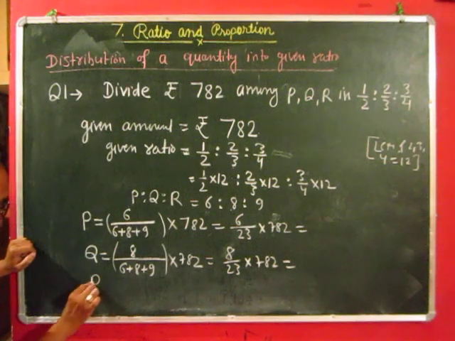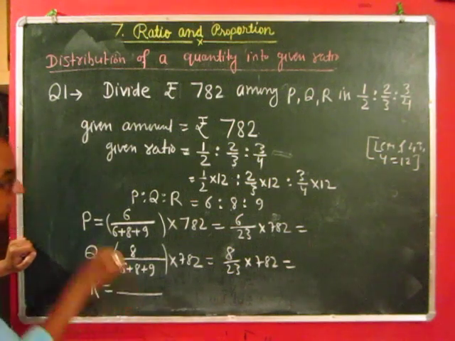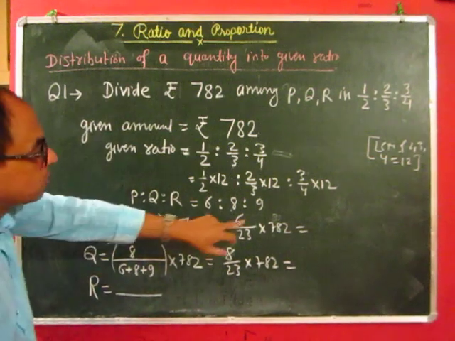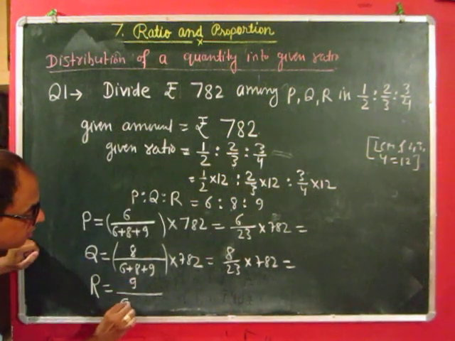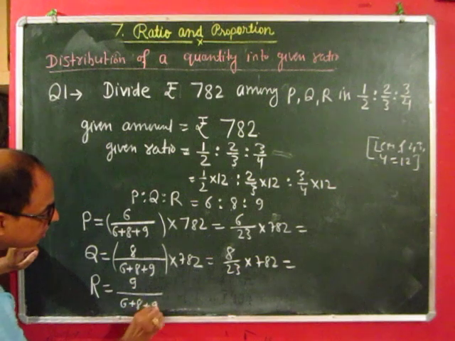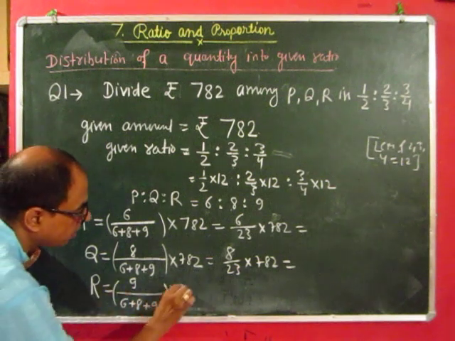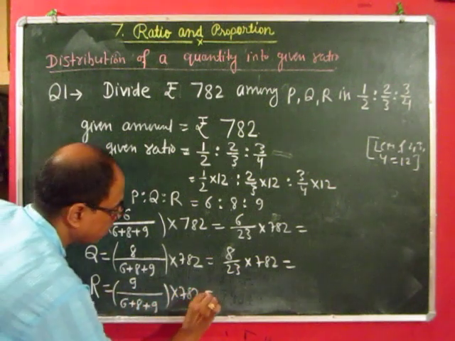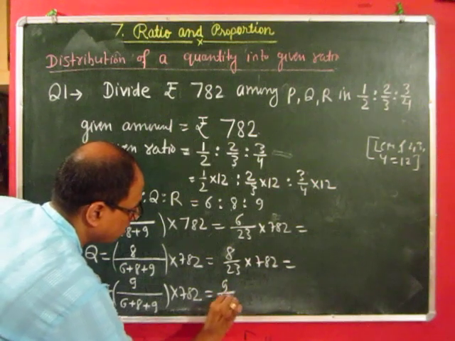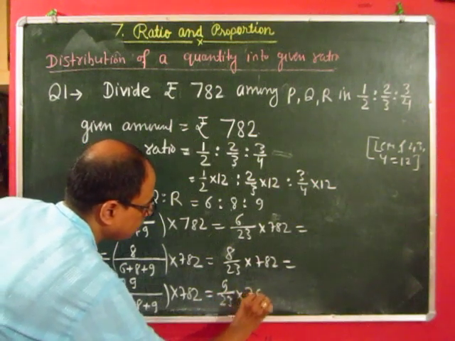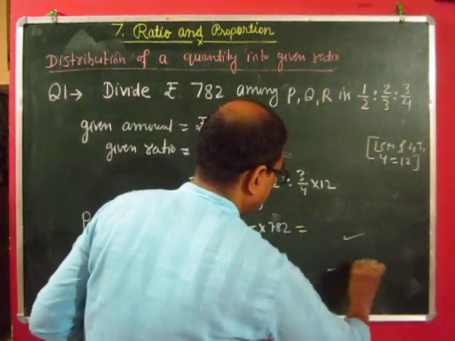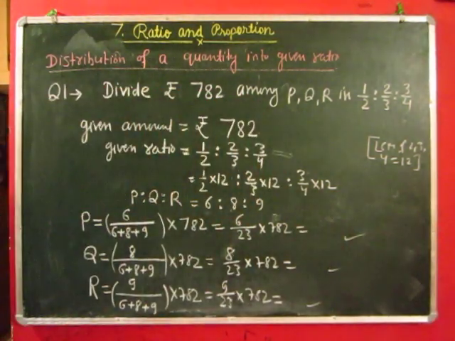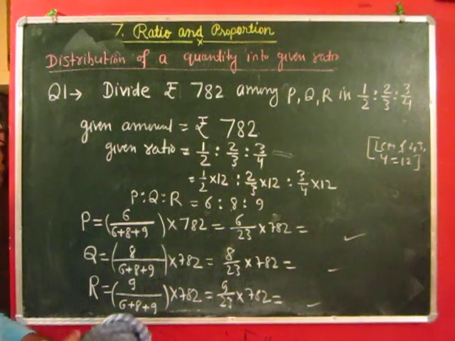Now what is the value of R? In the numerator write the term corresponding to R, that is 9, and here it is 6 plus 8 plus 9 into the total amount that we have to distribute. So it will be 9 by 23 into 782. Now do the calculation, you will get the answer. Now write the next question.